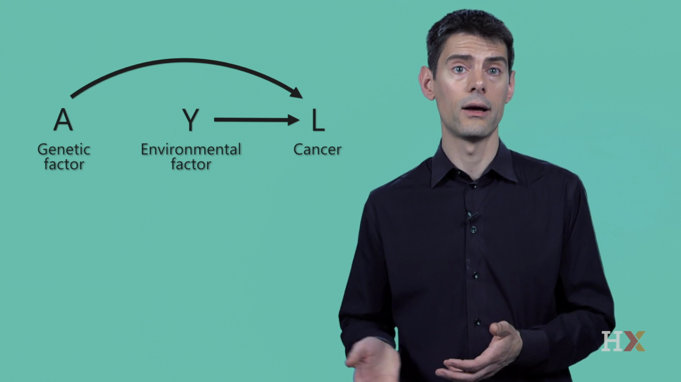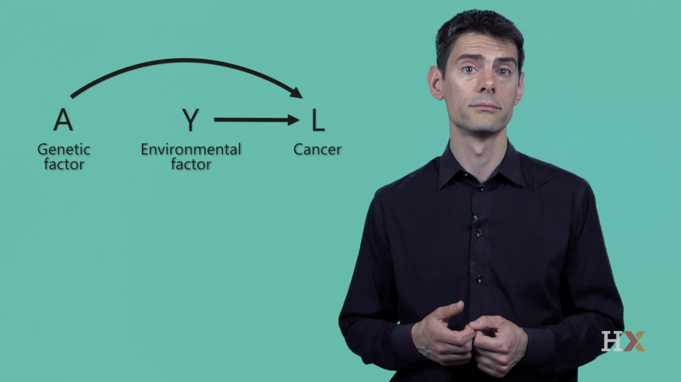So far we have considered the marginal or unconditional association between A and Y. Now we are going to consider the conditional association between A and Y within levels of L. For example, we are going to ask the question, is there an association between the genetic factor and the environmental factor among people with lung cancer, among people with L equals 1? And to answer this question, we need data on A and Y and L.